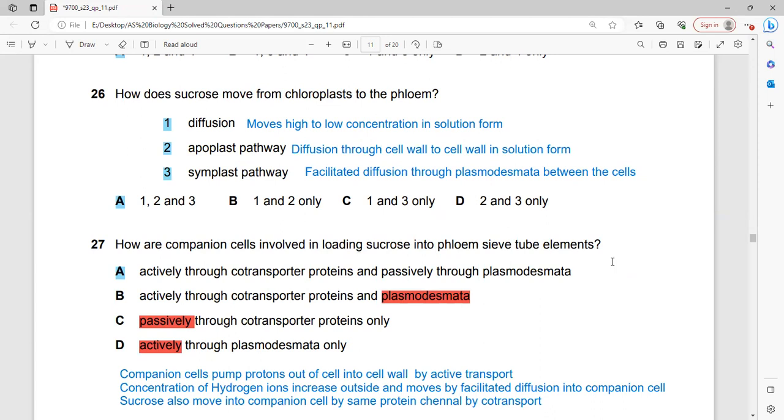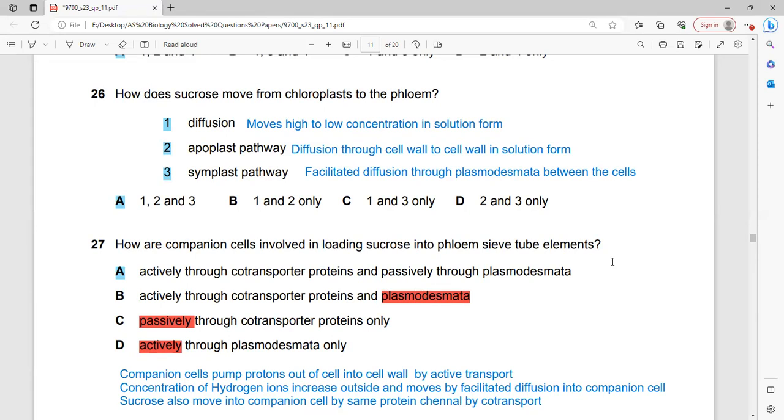How does the sucrose move from the chloroplast to the phloem? It means how the sucrose is moving from the source cell to the phloem sieve tube element. Here, it is moving from a high to a low concentration. First, the sucrose dissolves into the water and moves from high to low concentration by diffusion. Then it moves inside of the cell wall. So that is the apoplastic pathway.